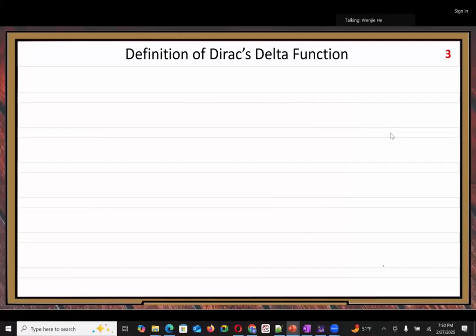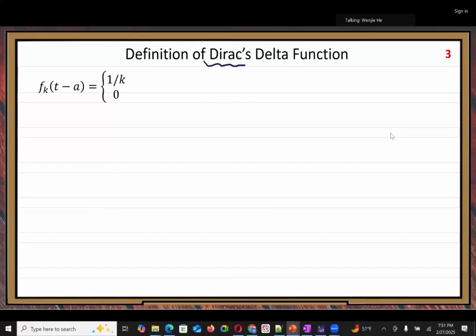Its definition is actually very special. It's not like our usual definitions. We know the definition of the Heaviside function is very simple, right? But the definition of Dirac's function is much harder than that of the Heaviside function. So let me show you. Before we define the Dirac function, we need to define some intermediate functions.